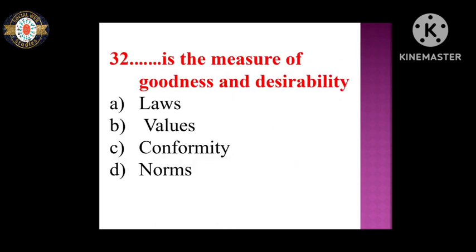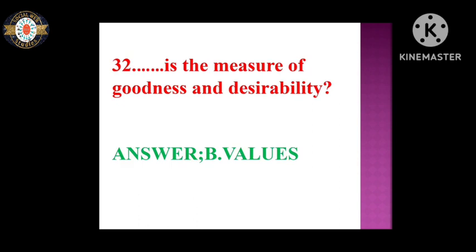Another question is which is the measure of goodness and desirability? Option A laws, option B values, option C conformity, option D norms. Right answer of this question is option B values.